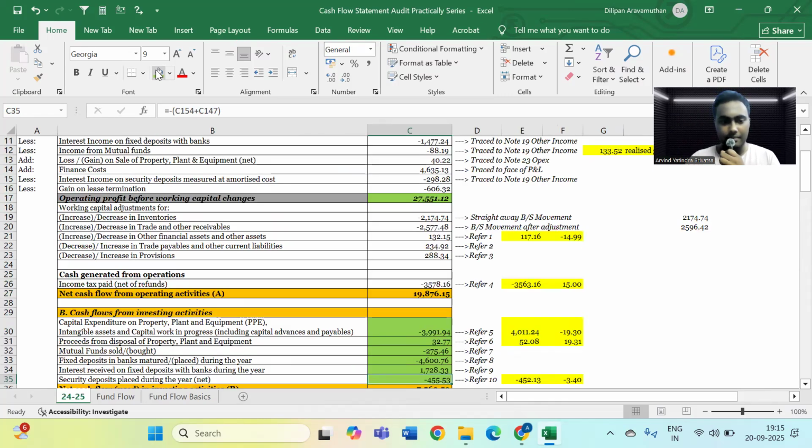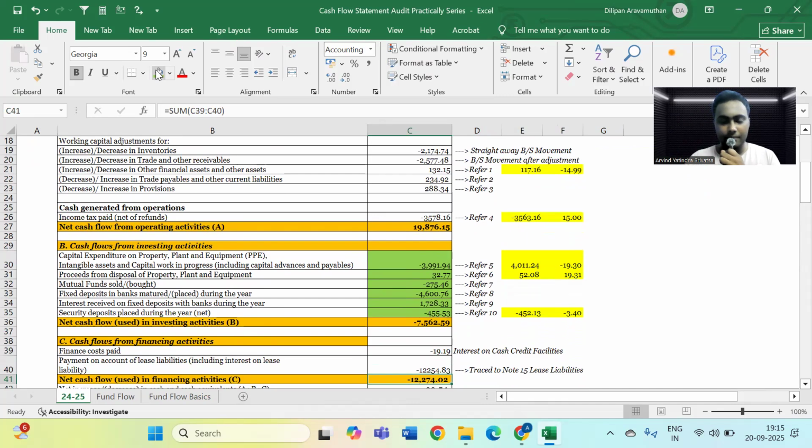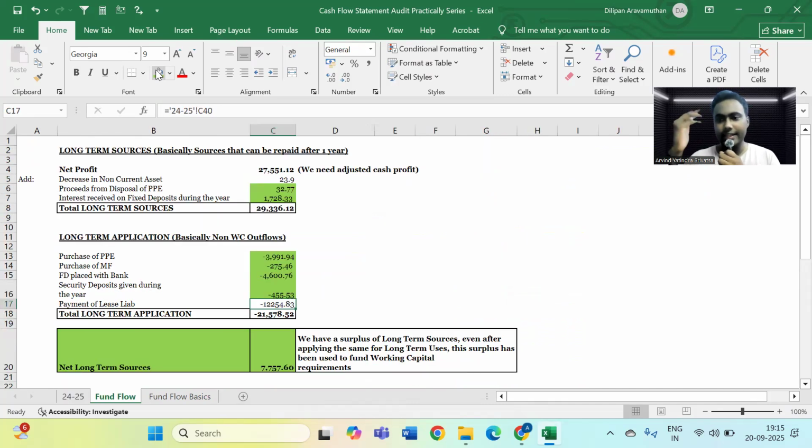Then my payment of lease liability. So basically when I'm paying my lease liability, my lease is usually taken for a longer period of time. It is not a short-term lease usually, because my short-term leases are usually expensed off in my P&L. So it is usually a lease which is for a longer period of time. So it is a long-term application. So I am paying this amount for the use of the lease facility for a longer period of time. So I am taking this as a long-term application of my funds, 12,254.83.